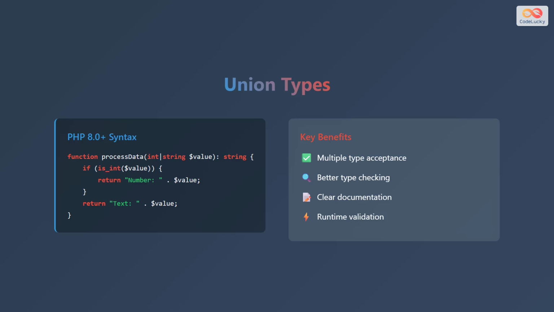If the value is an integer, it returns the string "Number:", followed by the integer's value. Otherwise, it returns "Text:", followed by the string value. Key benefits of union types include acceptance of multiple types, better type checking, clearer documentation, and runtime validation.